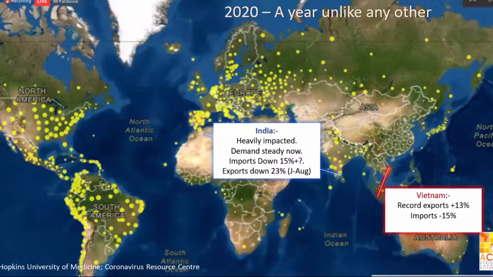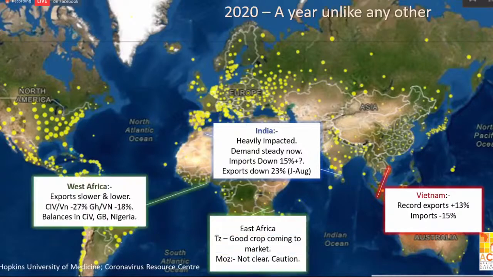Imports of RCN are down. It's difficult to project exactly where they'll finish. I'm thinking about 15% down by the end of the year. And the exports of cashew kernels from India until the end of August in 2020 are down by 23%, which is quite significant.